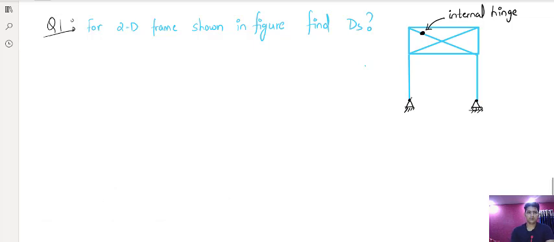So this is the first numerical that is given: for the two-dimensional frame shown in figure, find the value of degree of static indeterminacy. So this is the frame where this is an internal hinge that is given, and one side is supported by a hinge support and one side by a roller support. So first of all, for calculating you must remember the formula.